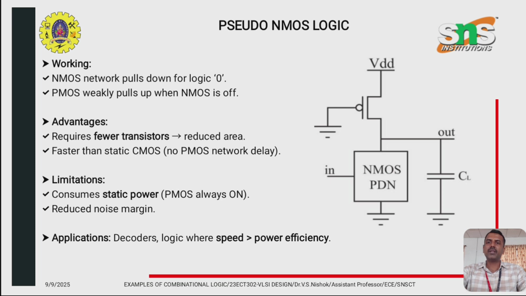Coming to the pseudo NMOS logic, instead of a pull-up network, we connect only one PMOS transistor whose input is connected to the ground. Its working is that the NMOS network pulls down for logic 0. When the NMOS network is off, the PMOS conducts. So that is the case here. The advantage here is the reduction in the number of transistors.